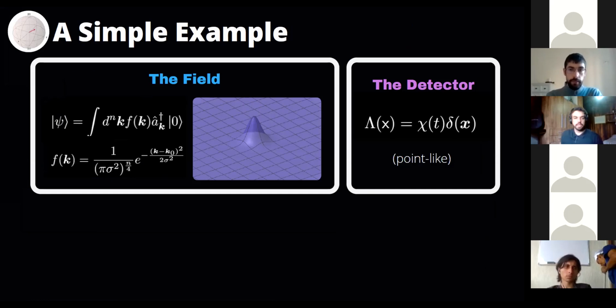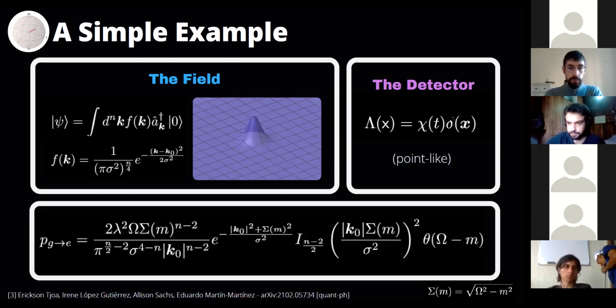Here, at least for the case of a massive field, it's interesting to see what happens. We will consider again the field to be in this general one particle state with a momentum profile function given by this Gaussian centered at k0 with spread sigma. And the detector will simply be a point-like detector. I will take the point-like limit so that this chi of t will just be taken to be 1 in the limit, right? And in this case, the probability found is this one, okay?